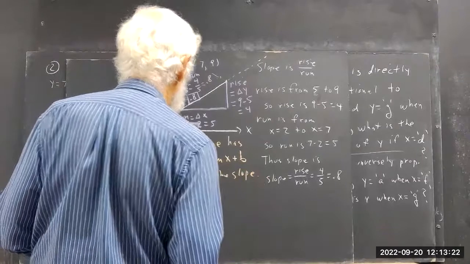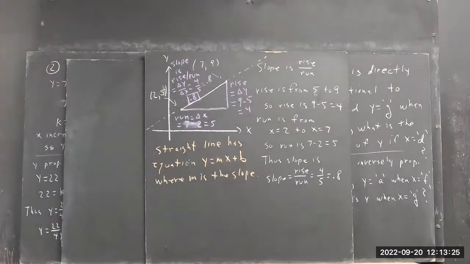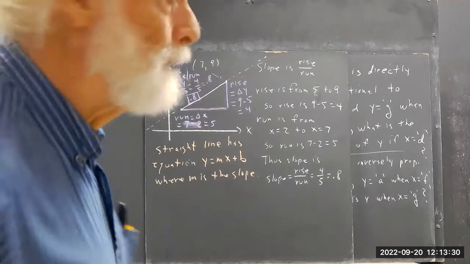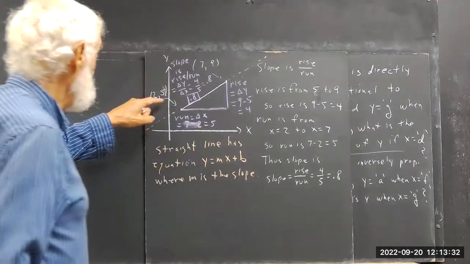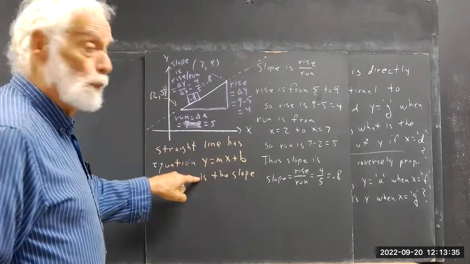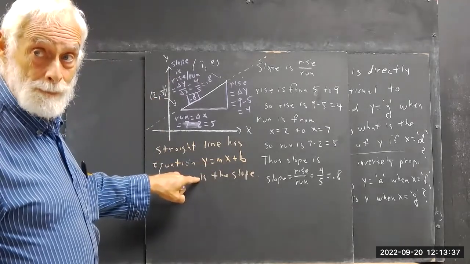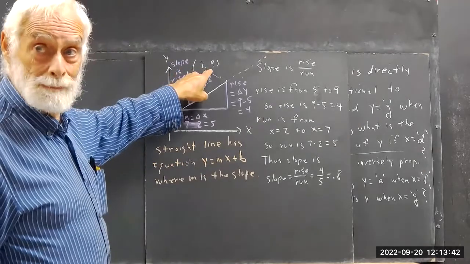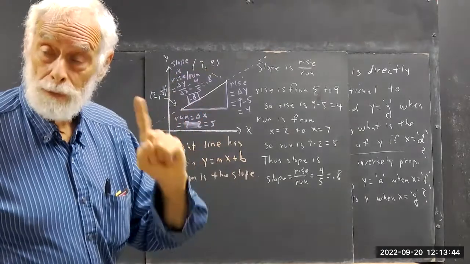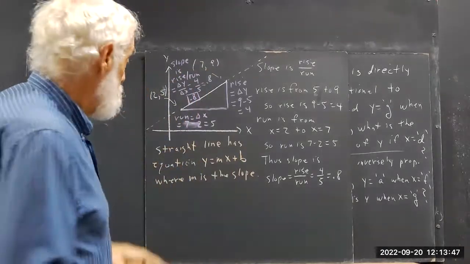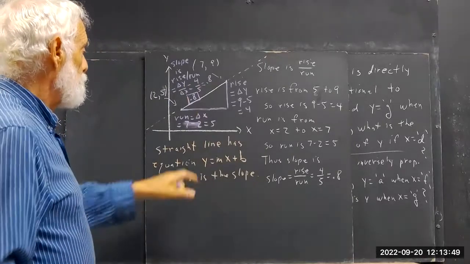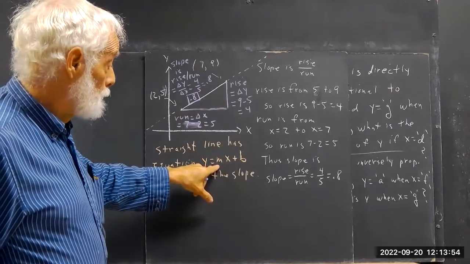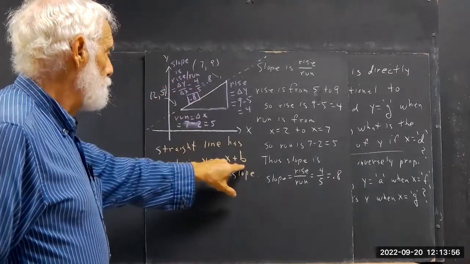Where m is the slope. Well, just like with proportionality, we have a pair of numbers here that we could substitute for x and y. We could use this pair of numbers, or we could use this pair of numbers. All we need is one point, one pair of numbers. And we can substitute here if we know the slope. So if we know the slope, which we do, we can figure out what b is.